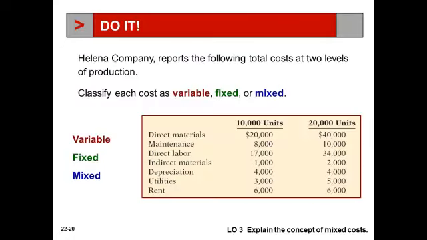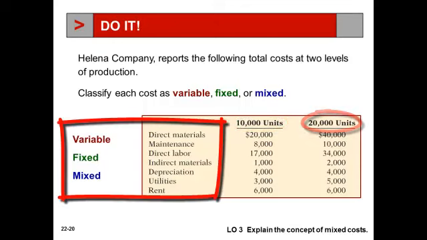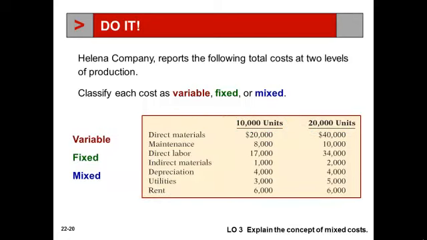Here's an example. A cleaning company reports the following total costs at two different levels of production: 10,000 unit level of production and a 20,000 unit level of production. Let's classify each cost as a variable cost, a fixed cost, or a mixed cost. Looking at direct materials cost first, at 10,000 units we spend $20,000. At 20,000 units of production we spend $40,000. That's a directly proportional cost as production increases. So direct materials is a variable cost.